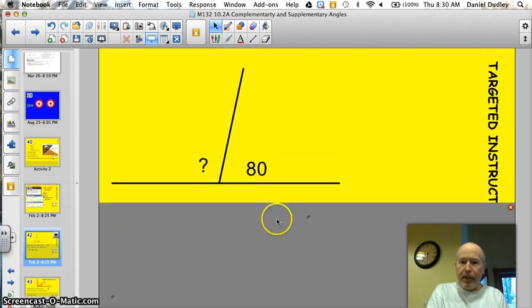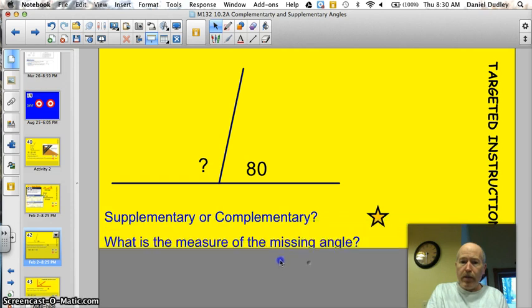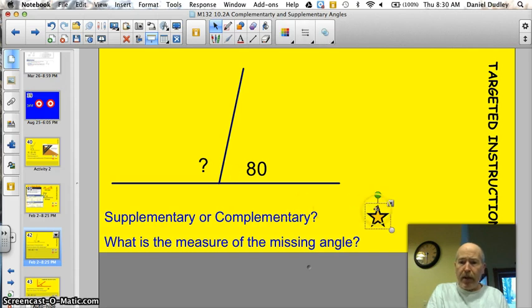All right, here it is. Here's a line. You probably already know the answer to one of the two questions. You probably actually know the answer to both. Is this supplementary or complementary? Well, I'm going to move the star over here to supplementary because it is all on one straight line. These two angles are together going to add up to be 180 degrees. That's one of the targets right there, supplementary versus complementary.